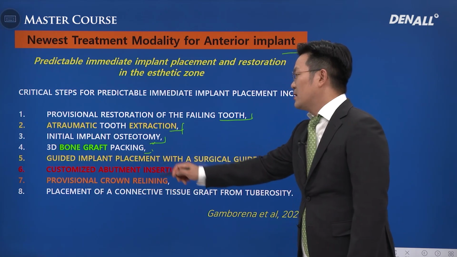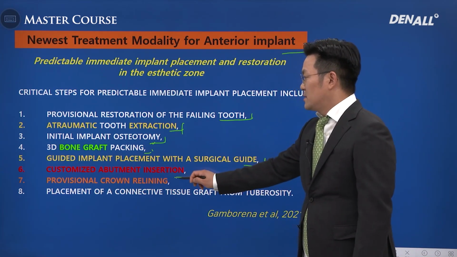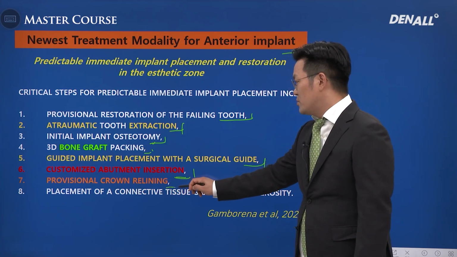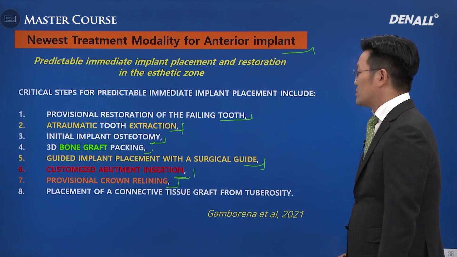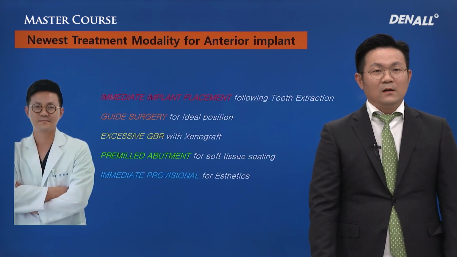Then when you place the implant, you have to do good bone grafts and use a surgical guide, put in the customized abutment, and do provisional crown relining. So these are the recommended practices.